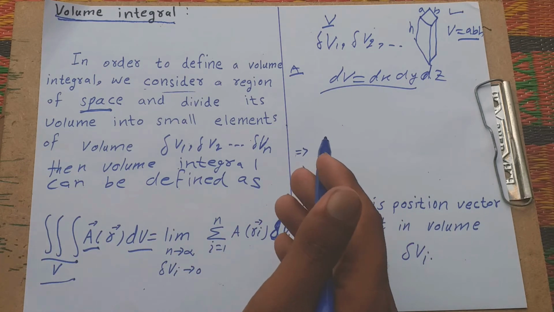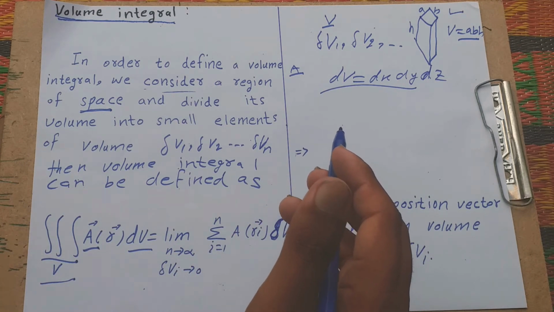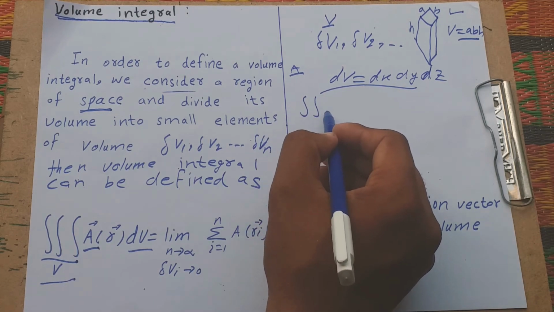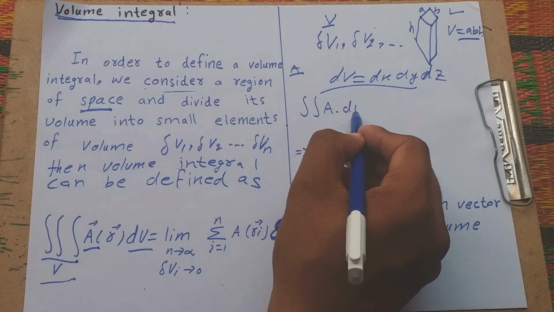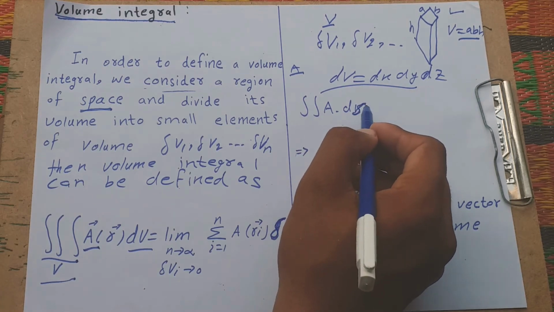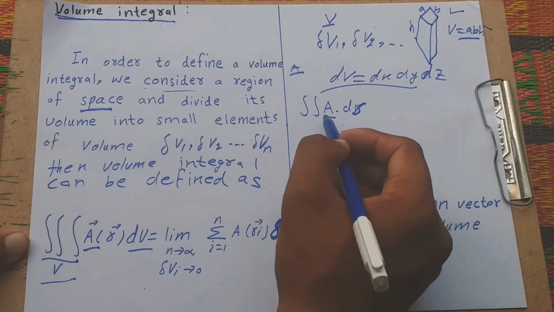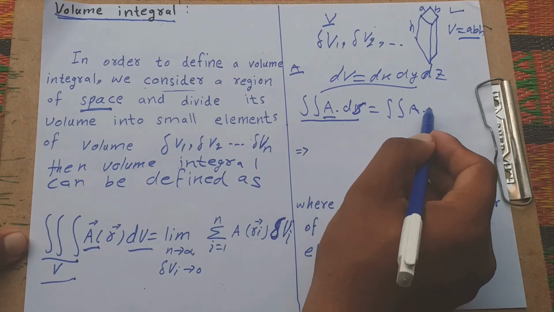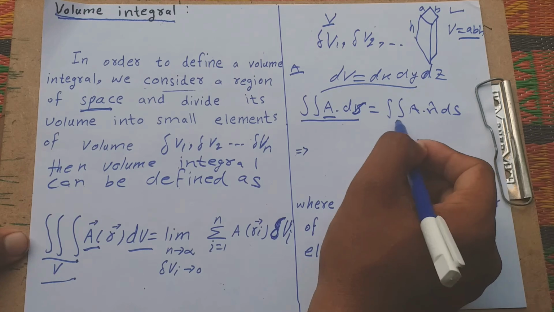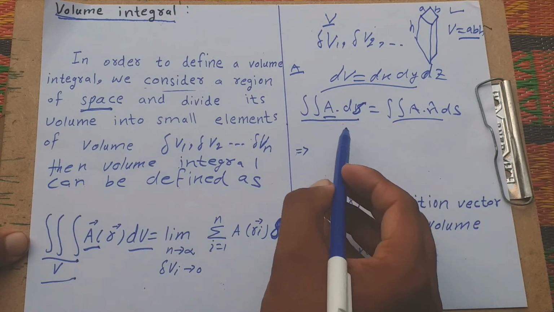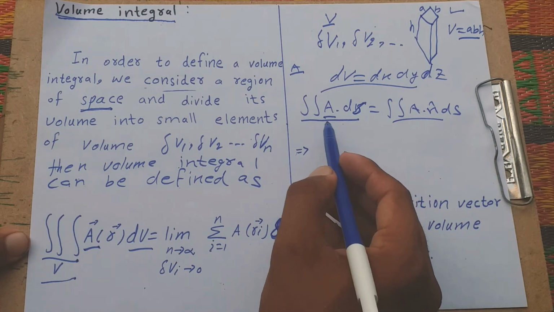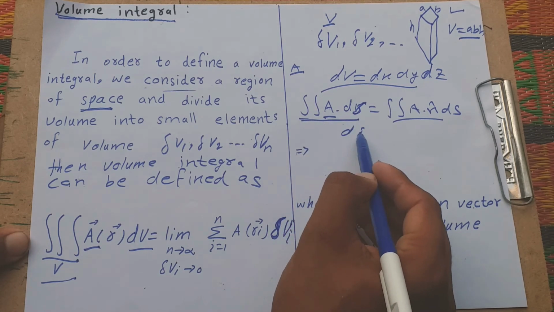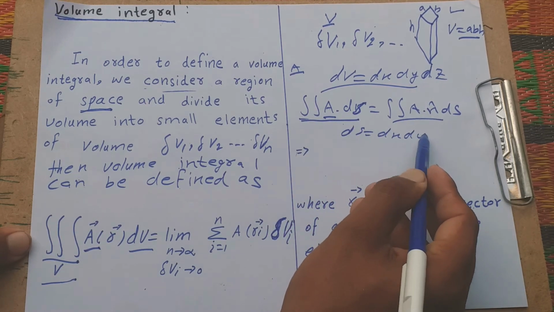We also define the volume integral as the integral of surface integrals. We know that the double integral of the vector field over a surface is known as the surface integral. We already made a video on the surface integral, but we discuss it here for better understanding. This is a surface integral, where dS is equal to dx dy.